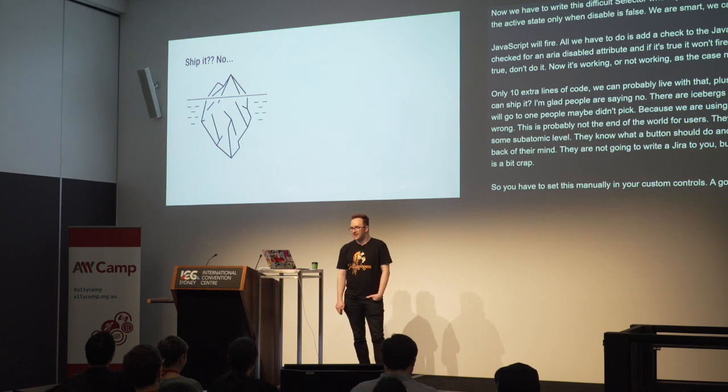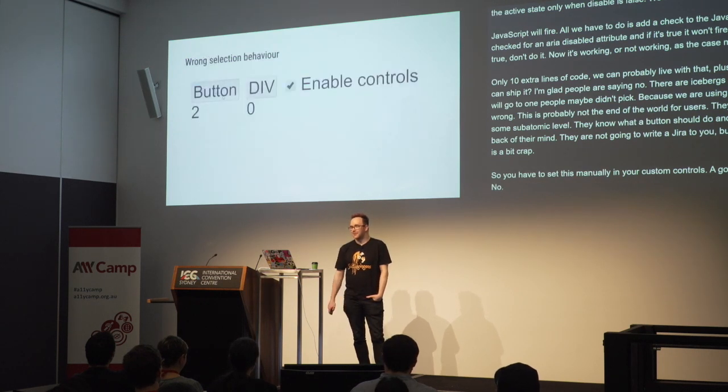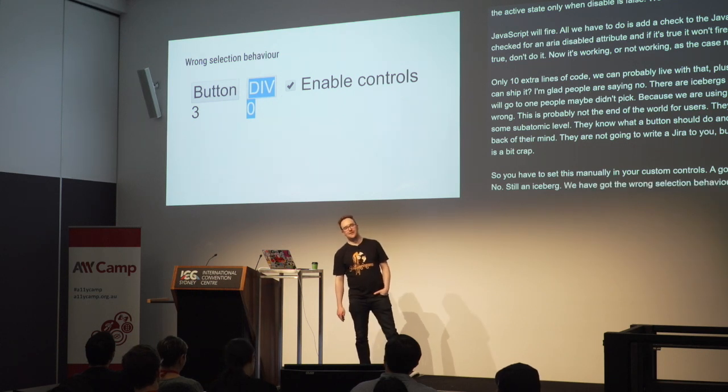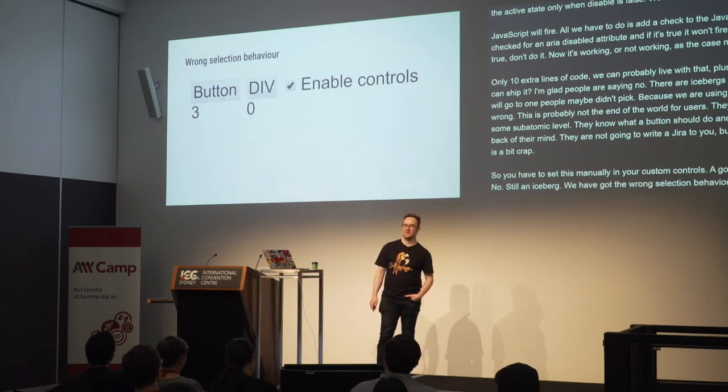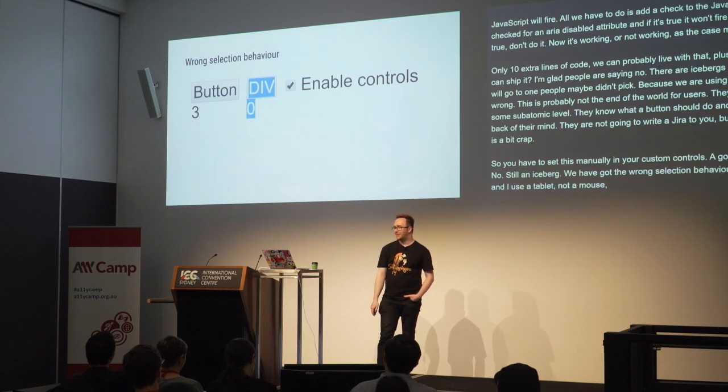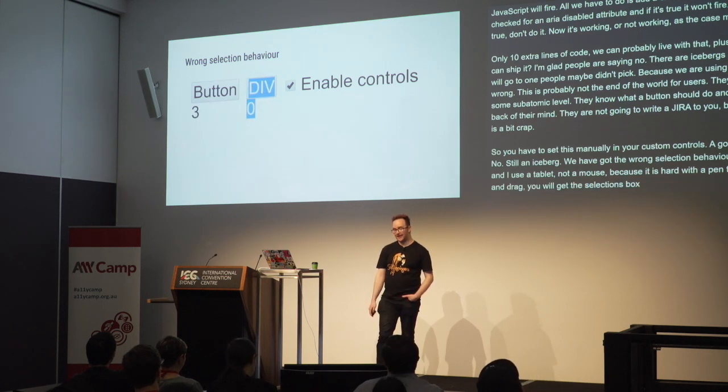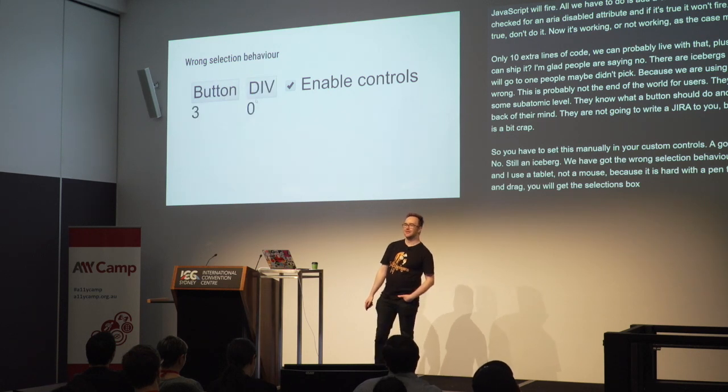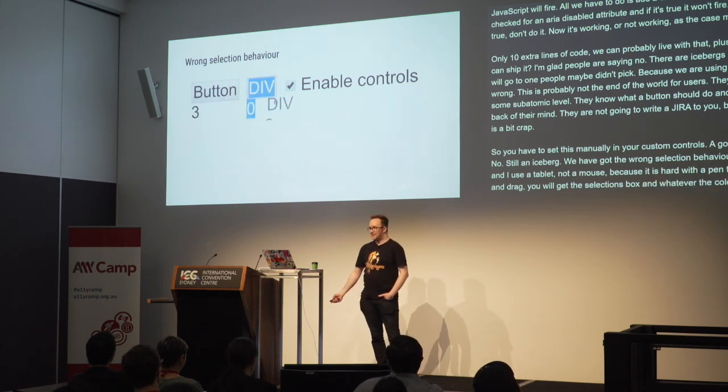Still an iceberg. We've got the wrong selection behavior. If you click and drag a little bit, now I use a tablet, not a mouse, and so I do this a fair bit because it's actually very hard with a pen to click on one pixel. If you click and drag, you'll get the selection box and you'll get whatever the color is, in this case the blue. If you click and drag again, you get this strange copy and paste behavior going on. So we've got to do something about that.